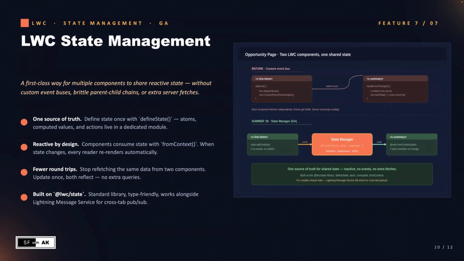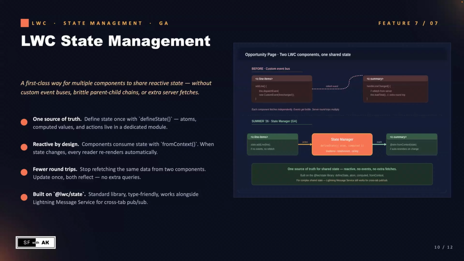And when you update something in parent, it will go to the child. If you update something in child, it will update in parent. Well, for communication between parent-child components, today the standard pattern is custom events. In the state manager, you define a state with atoms and computed values, and any component can read it from context. When the state changes, every reader re-renders automatically. No event bus, no parent-child wiring, no extra fetches, all in a single component.